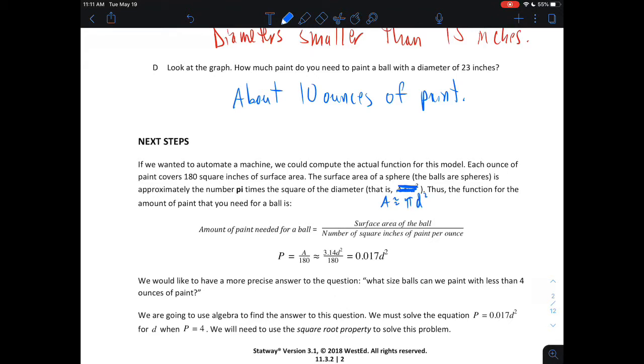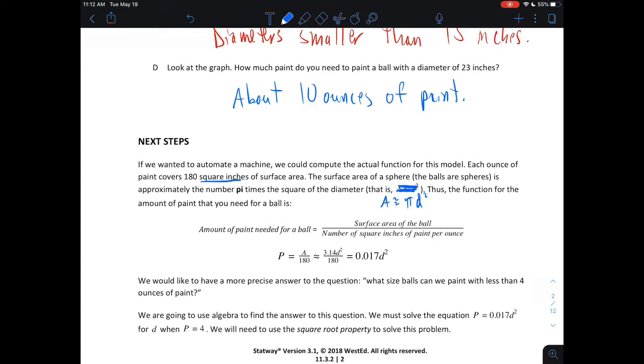Thus, the function for the amount of paint needed for a ball is equal to the surface area of the ball divided by the number of square inches of paint per ounce. This is giving us capital P for the amount of paint needed for a ball is equal to capital A, which is the surface area, divided by 180. Those both have the same units of measurement, square inches for area. That is approximately equal to 3.14, since 3.14 is approximately the value of pi, times d squared.